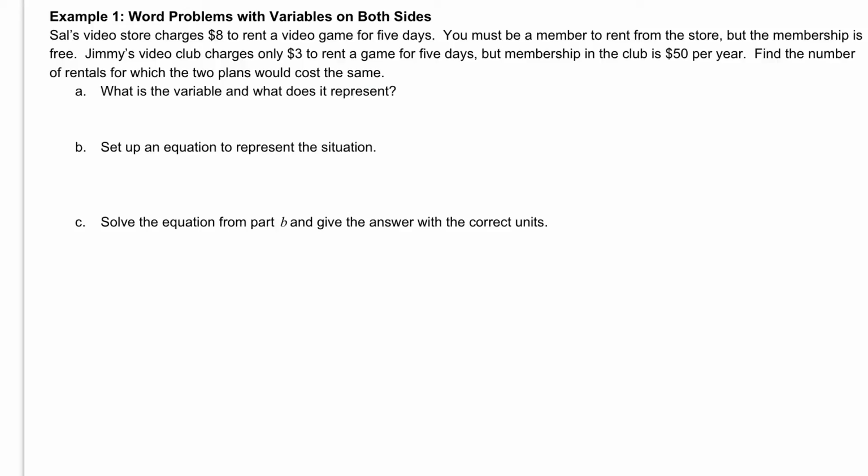Our first task is to set up a variable and decide what it represents. So if we take a look at the last part, it says find the number of rentals for which the two plans cost the same. So we are looking for the number of rentals. So let's use R. We're going to say R equals the number of rentals.